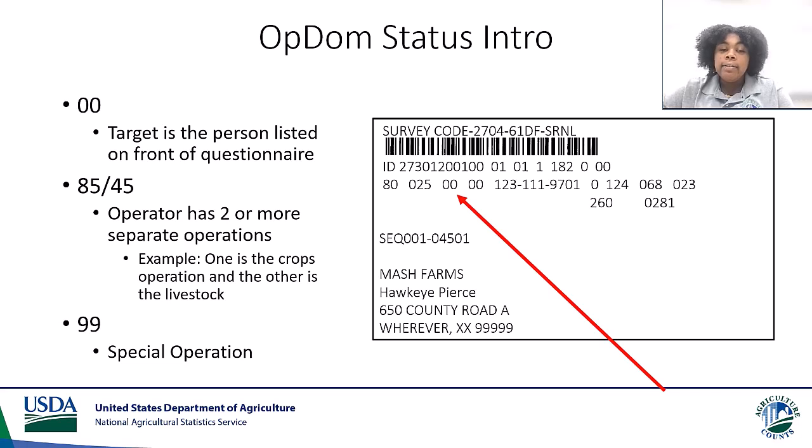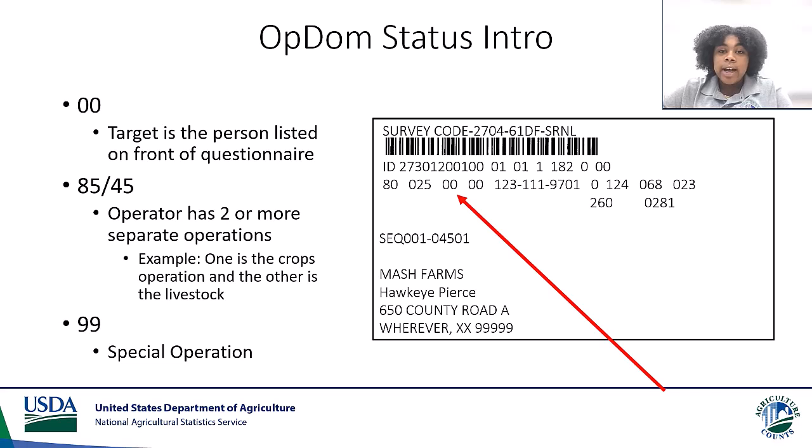The second is 85. This means the operator has more than one operation and wants to report each operation separately to NASS. The target name will be the person listed as the operator on the front of the questionnaire. The final OpDom status is 99. This means there is something special about this operation, typically a large operation that has a hired manager. The target for OpDom 99 is always the operation name. Remember, the OpDom status is located under the state POI.